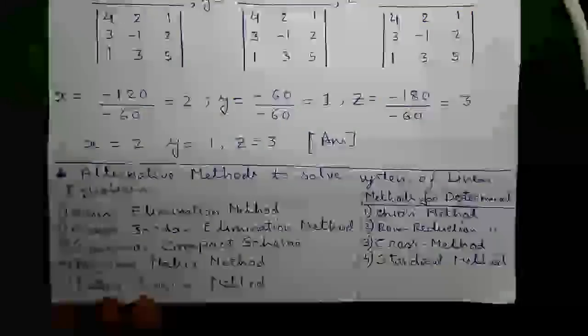And also, to find the determinant of a matrix, you can follow these methods. First one is the Chio's method, second one is the row reduction method, also called the Gauss elimination method, third one is the cross method, and fourth is the standard method. I have videos on the Chio's method and row reduction method already live on YouTube. On the cross method, I will upload a video very soon. And also, the standard method I have explained in the adjoint matrix video. So that's it for now.